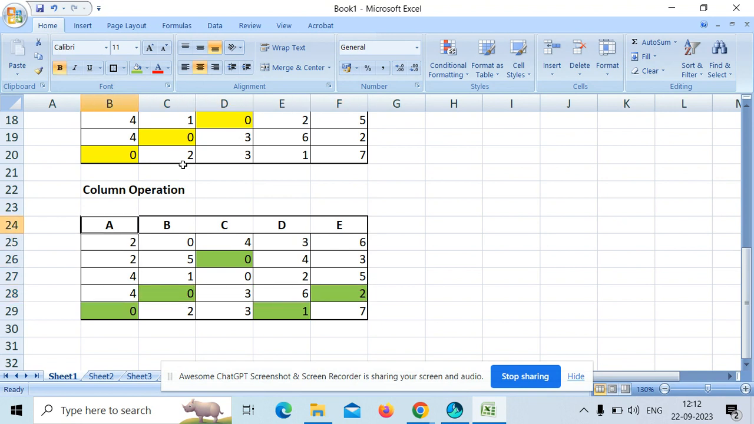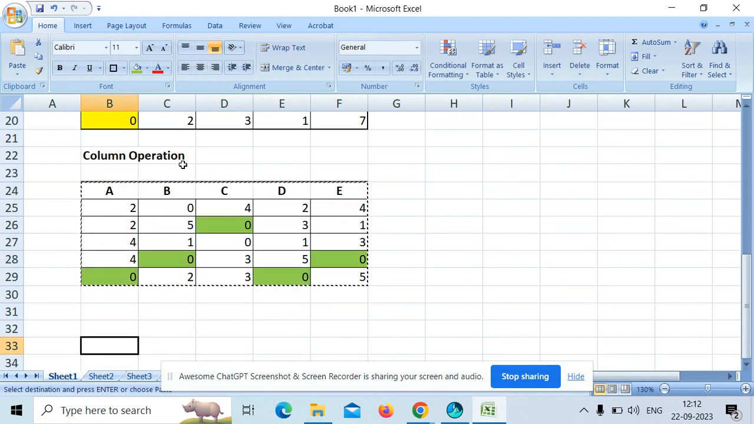So now let me rework this. Column A will remain as it is, column B will remain as it is, C will remain as it is. There will be change in D. So 1, 0; 1 minus 1 is 0; 6 minus 1 is 5; 2 minus 1 is 1; 4 minus 1 is 3; 3 minus 1 is 2. Here 6 minus 2 is 4, 3 minus 2 is 1, 5 minus 2 is 3, 2 minus 2 is 0, 7 minus 2 is 5. So my column operation is ready.